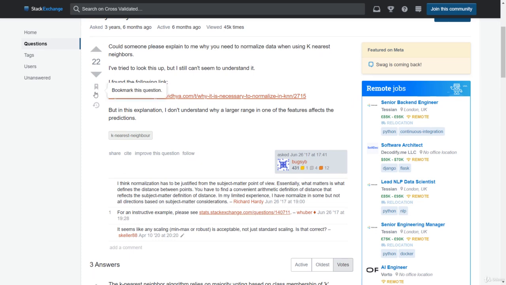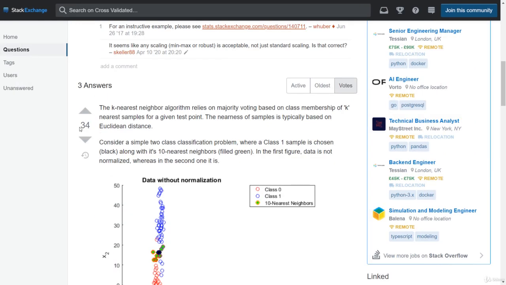Okay, so this is the question, and as we can see, we have 22 upvotes and we have 11 bookmarks. So as we can see, the top rated answer here is saying the k nearest neighbor algorithm relies on majority voting, right? And we know this by now, based on class membership of k nearest samples for a given test point. The nearness of samples is typically based on Euclidean distance, and we understand the difference between Euclidean distance and Manhattan distance, and when should we use each of them.